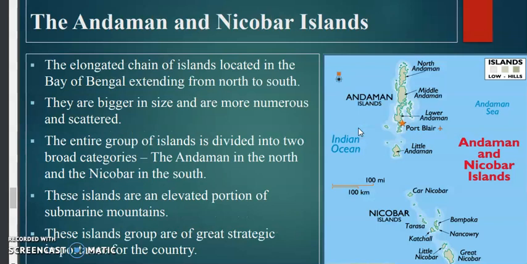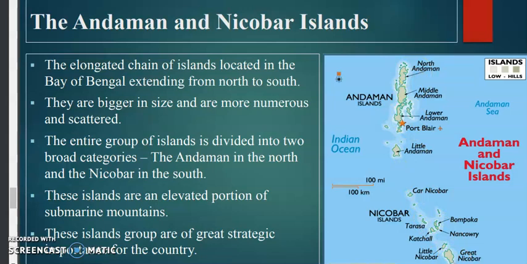Now the Andaman Nicobar Islands. I already told you Andaman Nicobar Islands are located in the southeastern part of our country in the Bay of Bengal. Andaman Nicobar Islands are also a group of islands because you can see so many divisions are there. These are all small islands and together it is called Andaman and Nicobar Islands. It is an elongated chain of islands located in the Bay of Bengal and extending from north to south.